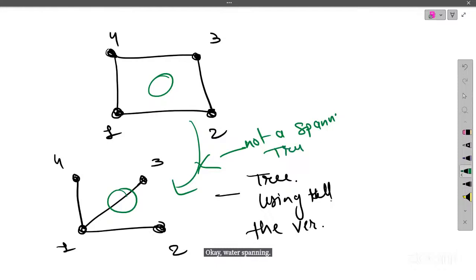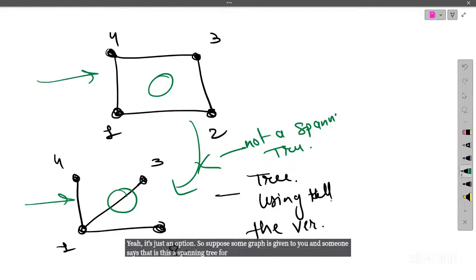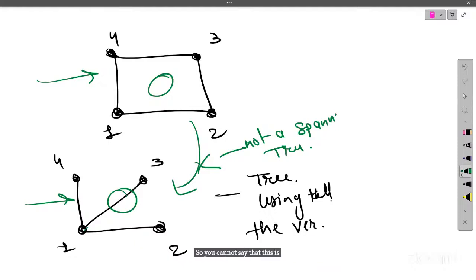So how can you connect 1 with 3? Yeah, it's just an option. So suppose some graph is given to you and someone asks whether this is a spanning tree for this graph or not. You'll say no, because there is no edge from 1 to 3 in our original graph. So you cannot say that this is a spanning tree for this particular graph.